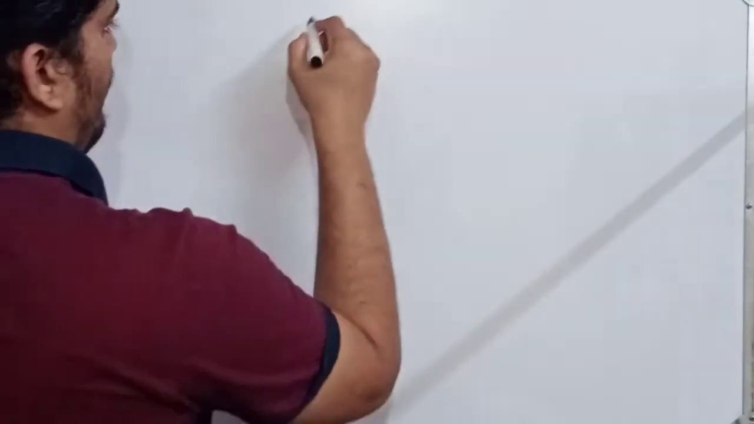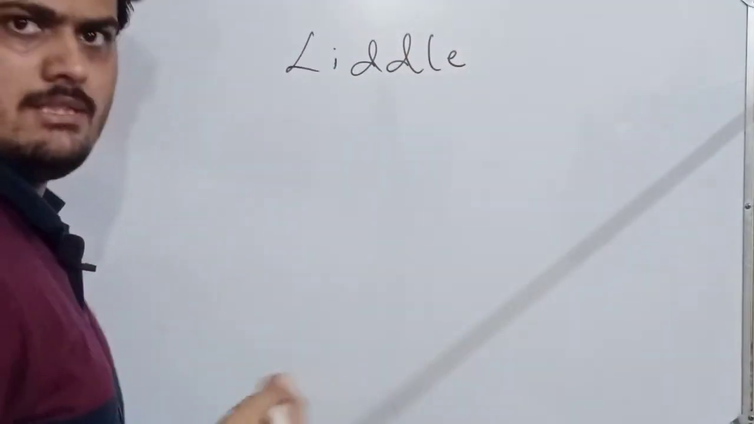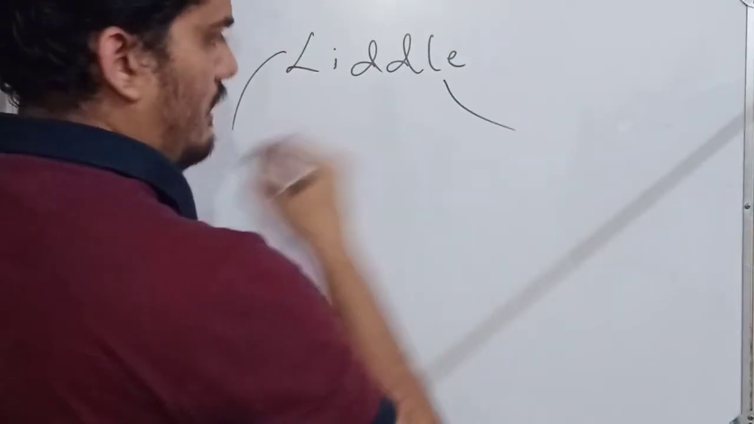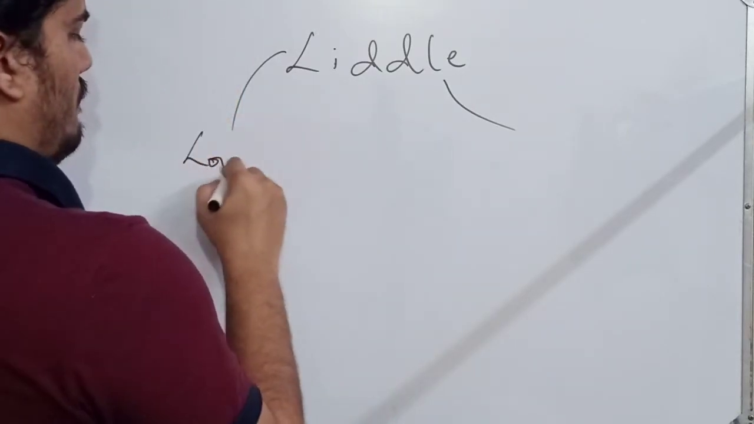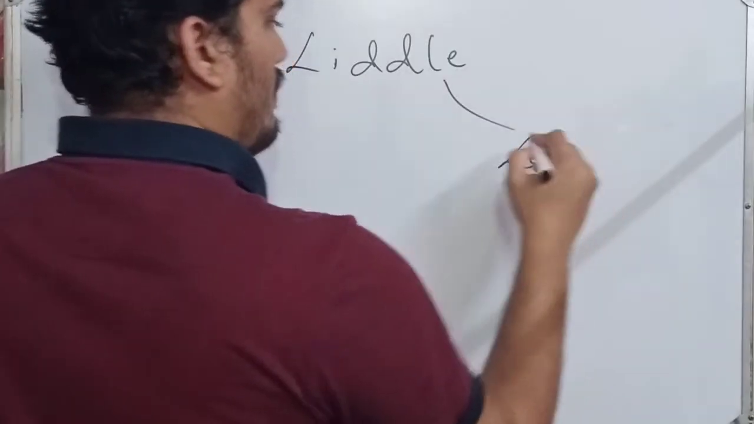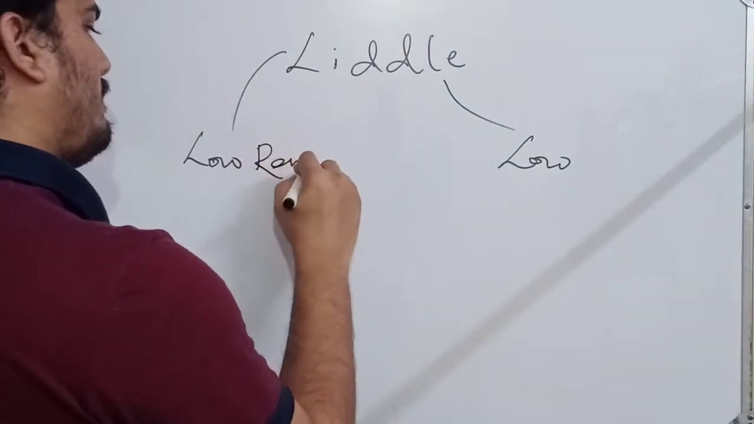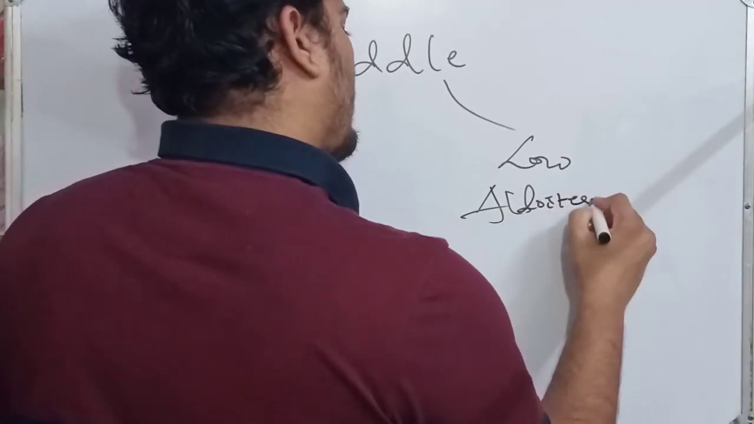Quickly, we try to understand a little bit about something called Liddle syndrome, and how to remember the points with respect to Liddle syndrome. So what do these two L's in Liddle stand for? Low and low. So there are two lows in Liddle syndrome. What are these? One is low renin levels and the other is low aldosterone levels. So both are low here.